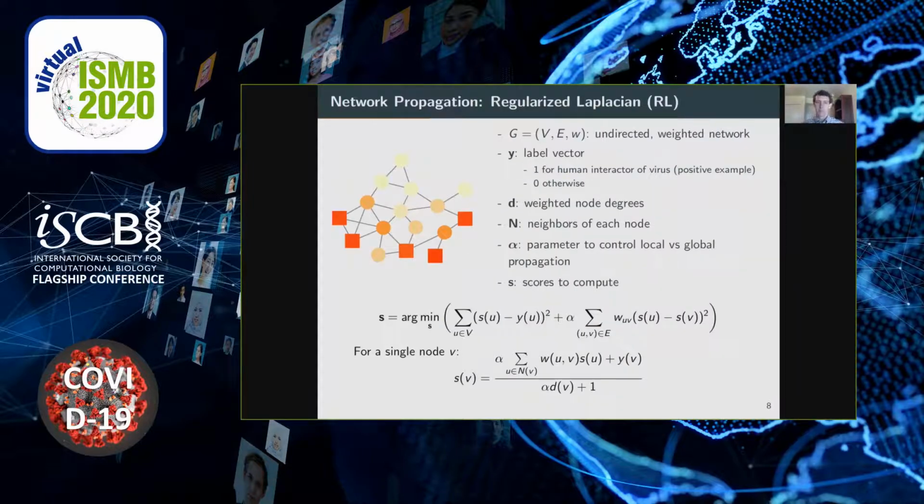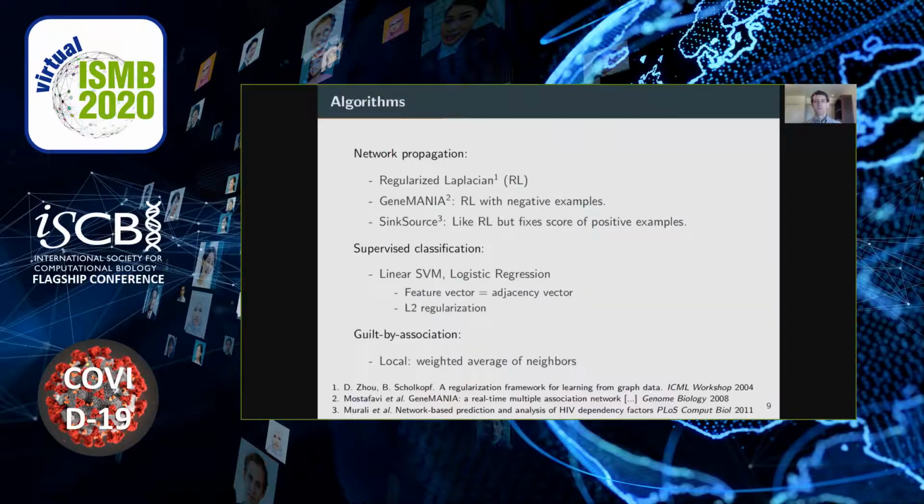Now, looking at the specifics of the method we're using, given an undirected weighted network and the starting vector of node labels, either 1 for positive examples or 0 otherwise, we compute a score between 0 and 1 for every node using the regularized Laplacian. Since this is a pretty standard approach, I'm going to skip over the explanation of the equation today, but I'll leave it here for reference.